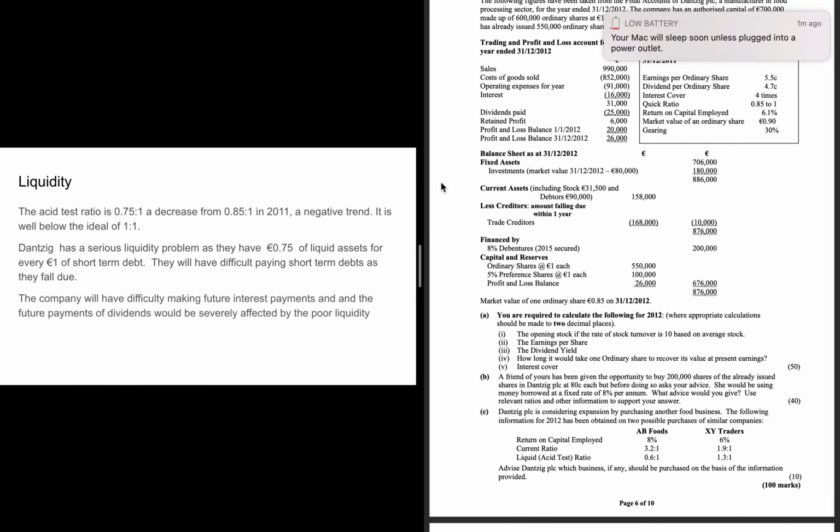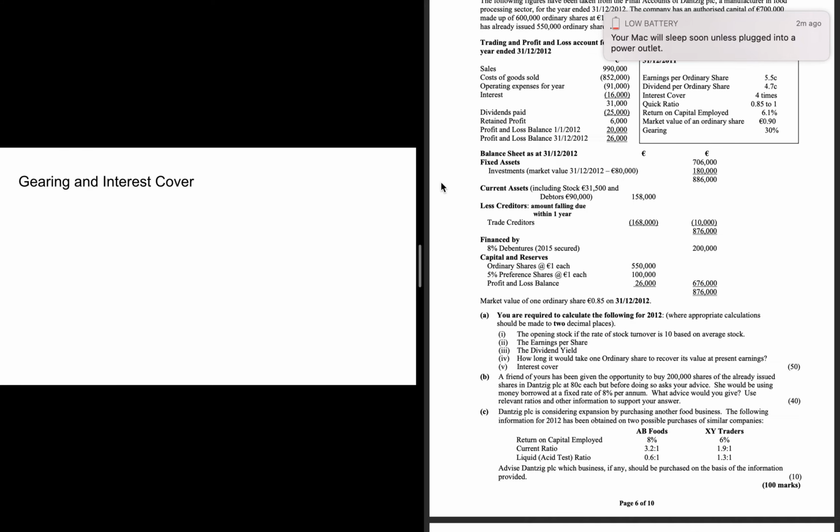What will that mean for shareholders? For shareholders, it reduces the likelihood of them getting a dividend. So they'll have difficulty making future interest payments, but they will also have difficulty making future dividend payments, which is what we're interested in, because they won't have the cash to do it. So referring to dividends as part of liquidity is important for investors.